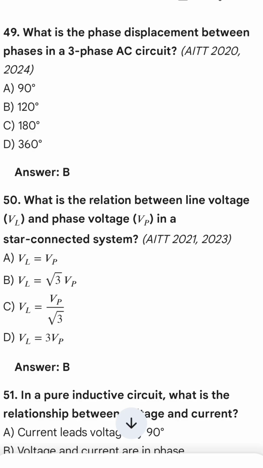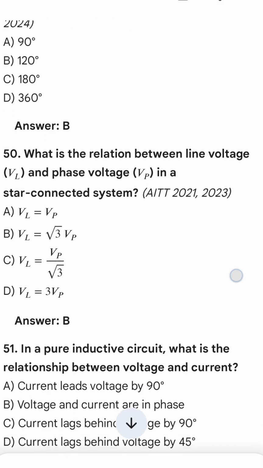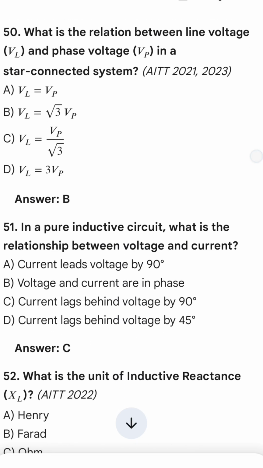Option B is the correct answer. Question number 50. What is the relation between line voltage VL and phase voltage VP in a star connected system?